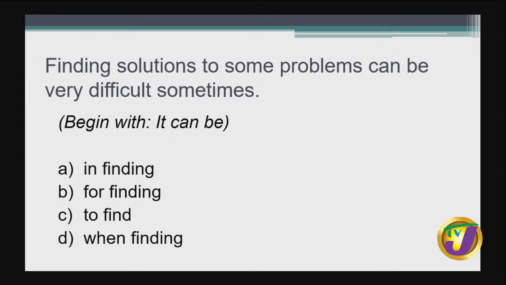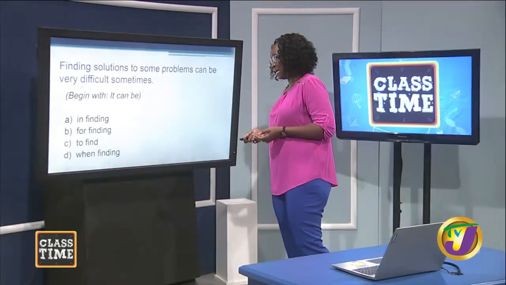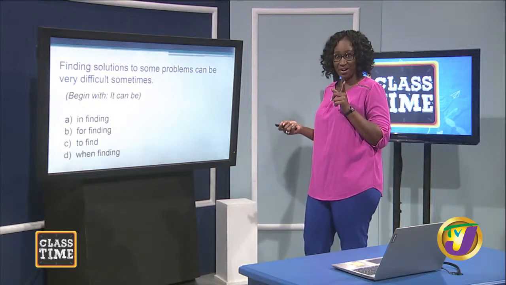It can be finding solutions? Or do you put it at, it can be very difficult sometimes? Where would you conclude? So you're going to start your new sentence with, "it can be." So naturally, it would say, it can be very difficult sometimes. What would you need to use now to join that segment with the original segment that said finding solutions to some problems? Found your answer? Have you found your answer?